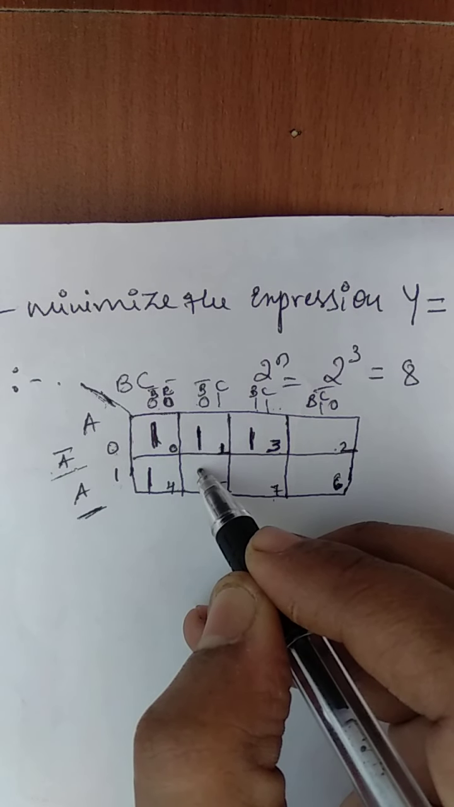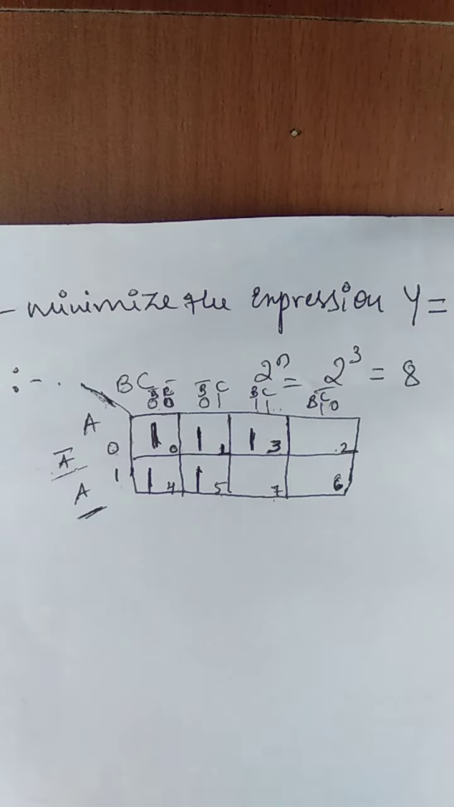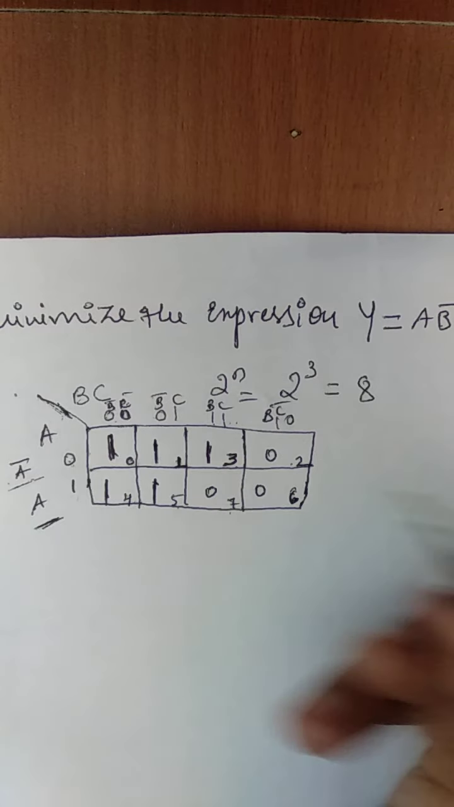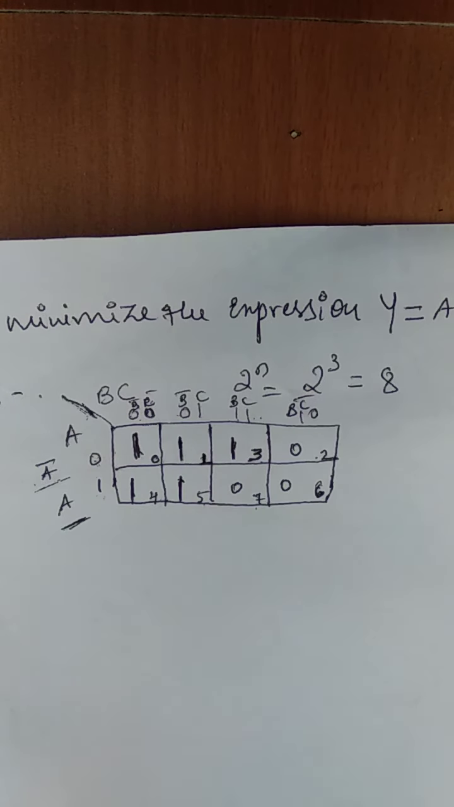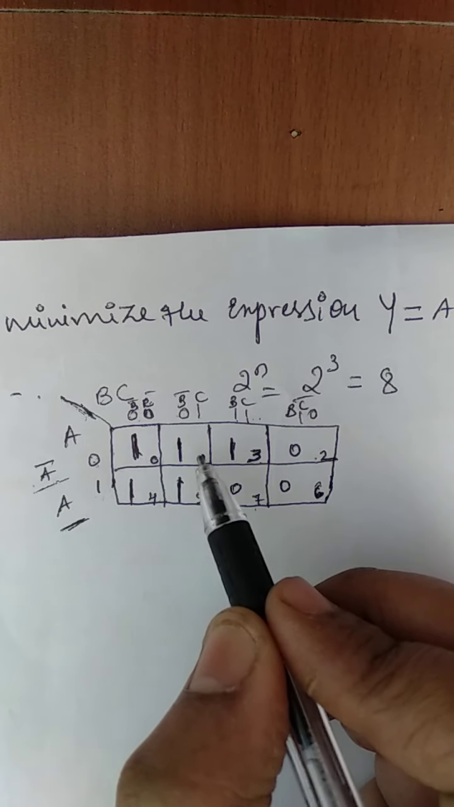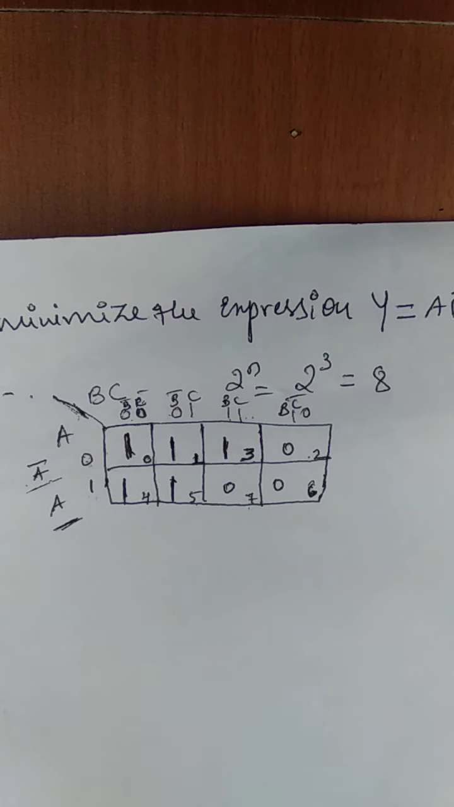A, B bar, C bar. Next is here. Okay. So remaining are 0, 0, 0. So they have not given. So first we need to group. So first see whether it is a double grouping, or it will be a quarter, or it will be an octet. Is there any possible quarter?